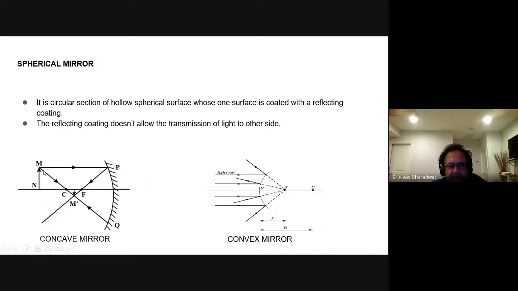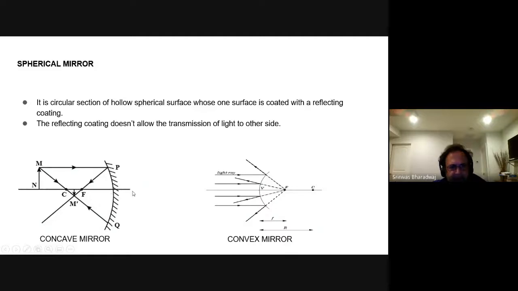concave mirror. Now the concave mirror: the incident angle gets reflected. First, let's discuss the various things in this picture. PQ is the mirror. Now this is called something, the line of curvature, I think.